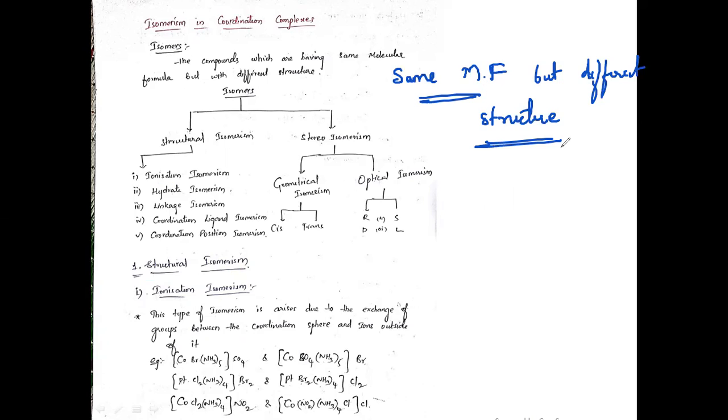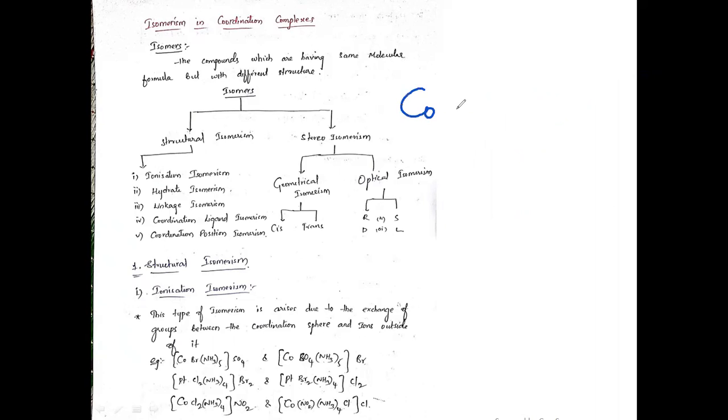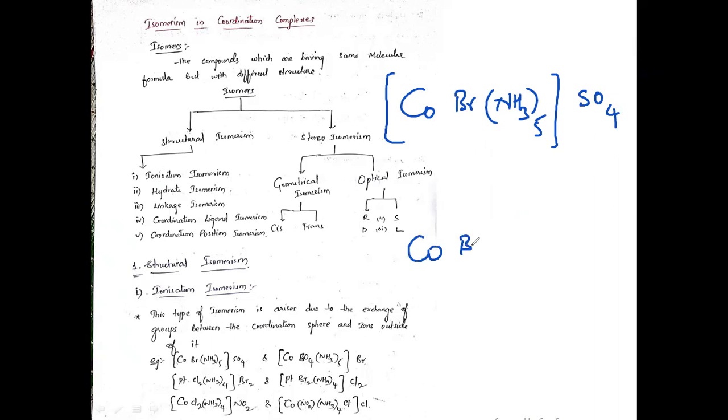Structural isomers means the same molecular formula, but the structure is different. Let us take one example and see what the structures actually are. Let us take a simple example: Co Br (NH3)5 with sulfate outside. And I will take another example: Co with SO4 inside, again with NH3 five times, and Br on the outside.